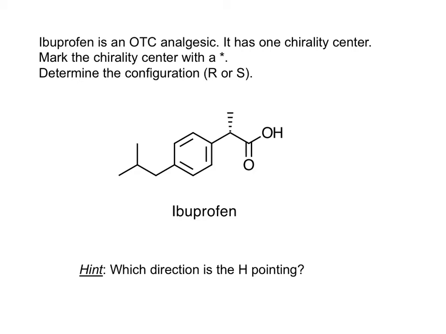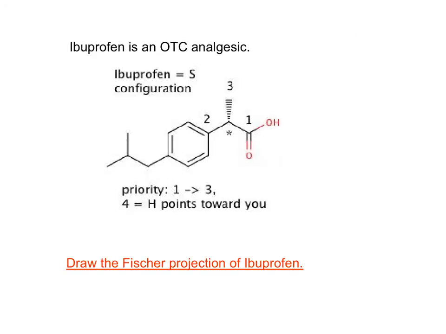And the answer is, note that the hydrogen points toward you. Going from highest to lowest priority, it goes in the clockwise direction. However, the lowest priority group points away from you. That's the H. So flip that molecule around so the H points away from you, and now it goes in the counterclockwise direction, which means it's the S configuration.